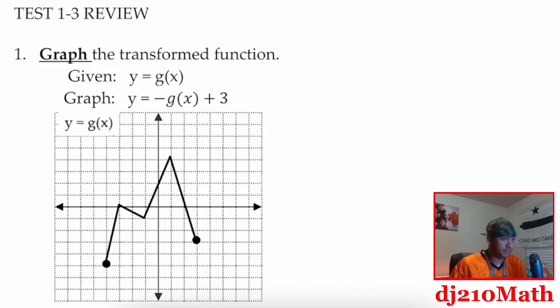All right, test 1-3 review. So graph the transformed function given g of x. So here's g of x. Let's identify the transformation, right? So this negative out front, this is going to reflect it.